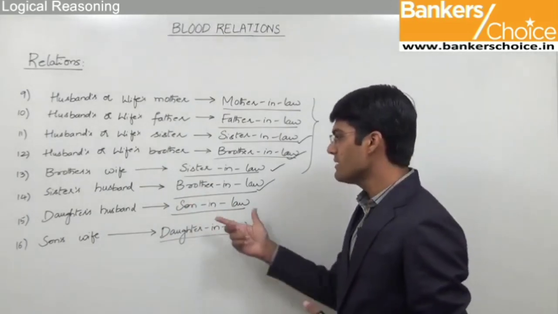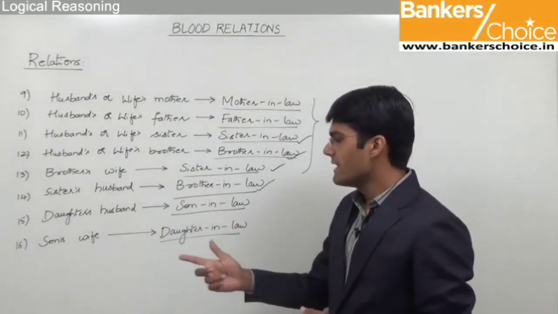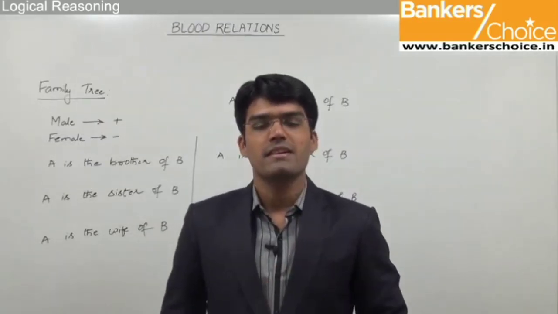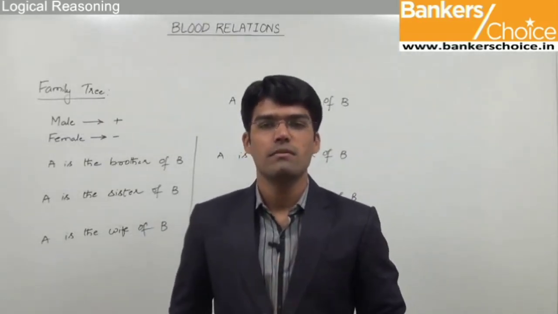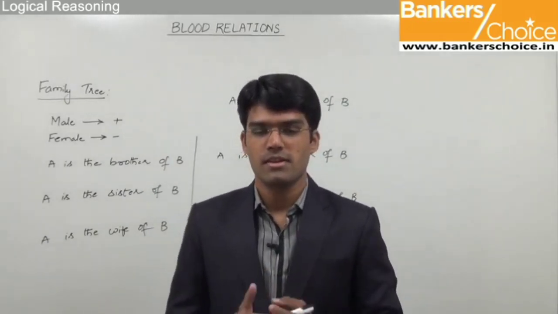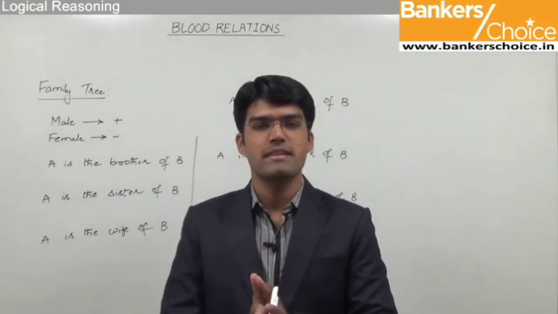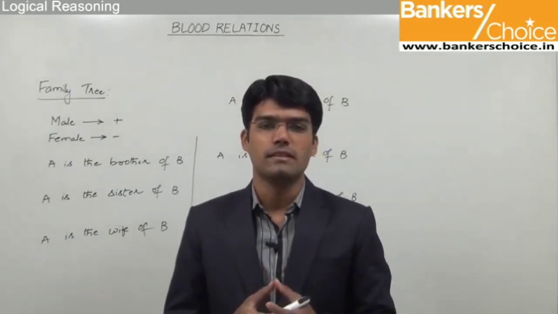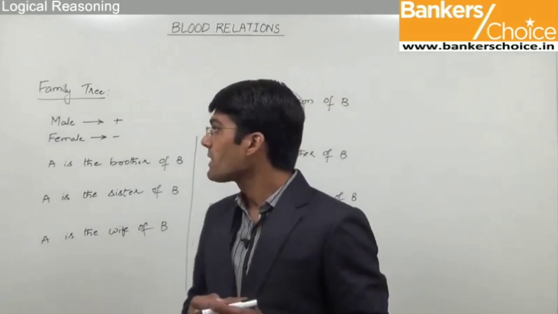So daughter's husband should always be referred to as son-in-law, and son's wife should always be referred to as daughter-in-law. In general, construction of a family tree is considered to be one of the best methods to solve questions related to blood relations. So let us first understand how to represent the relationship between two persons with the help of a family tree or with the help of a diagram.